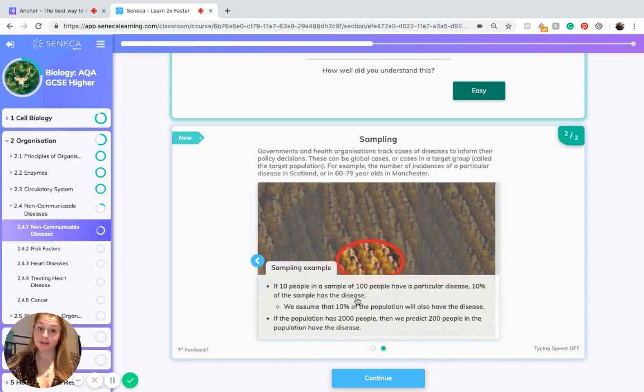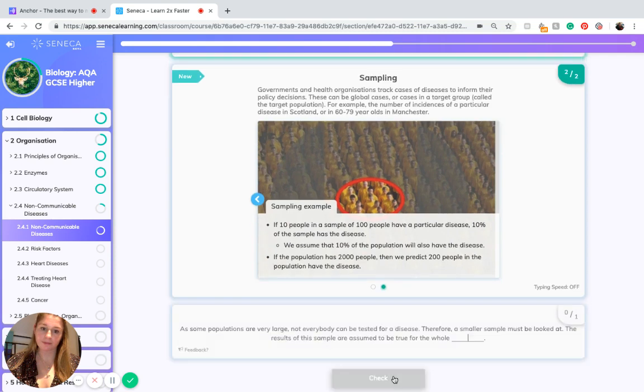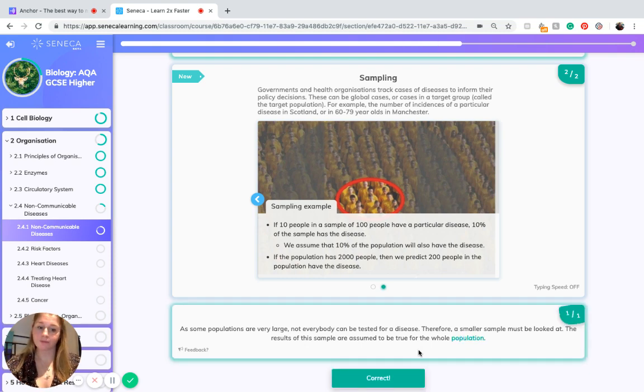If 10 people in a sample of 100 people have a particular disease, then 10% of the sample has the disease. We assume that 10% of the population will also have the disease. If the population has 2,000 people, then we predict 200 people in the population have the disease. So, just to recap on sampling, if some populations are very large, we would use a sample as not everyone can be tested for the disease. The results of this sample are assumed to be true for the whole population.